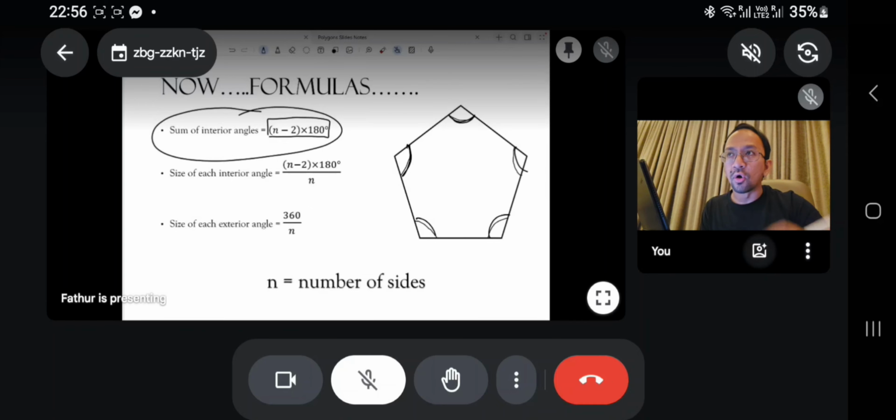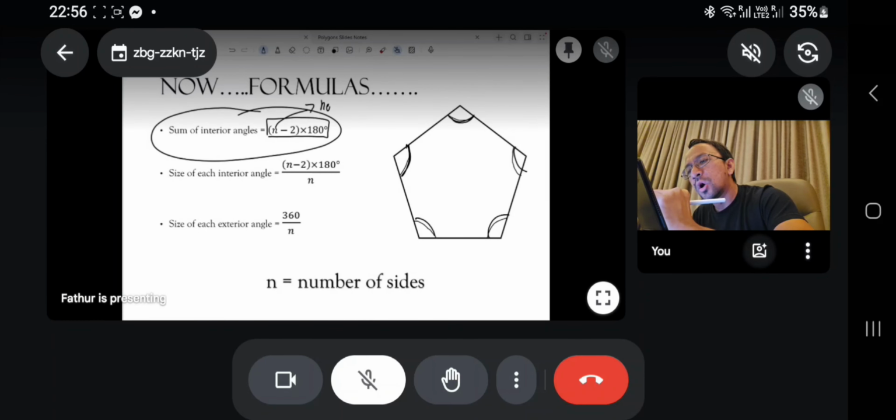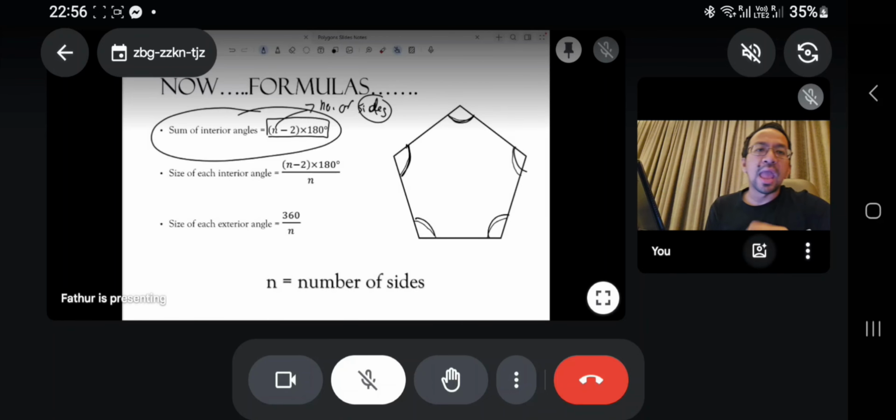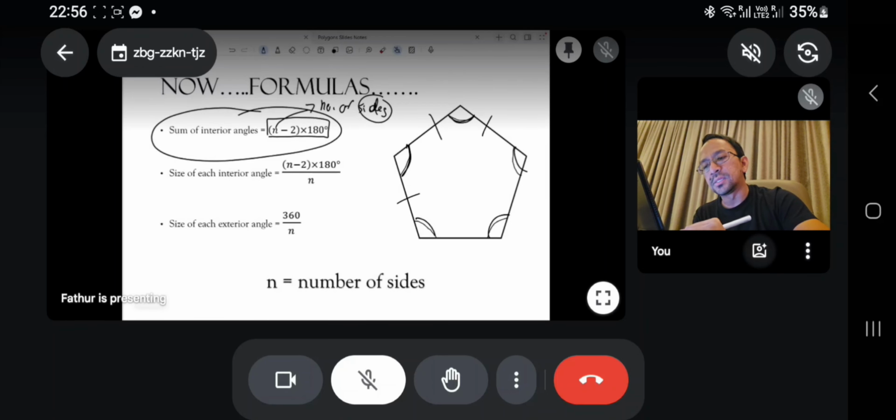What does n stand for? N does not mean whatever you're thinking, you filthy pirates. Okay? So n represents the number of sides. N represents the number of sides. If this is a pentagon, the number of sides will be 5. So n equals 5.